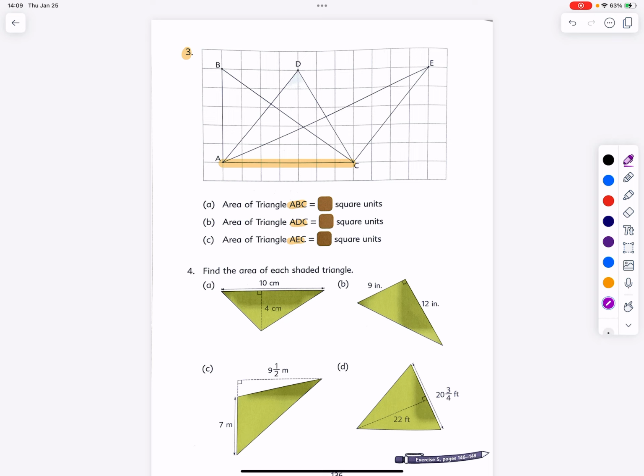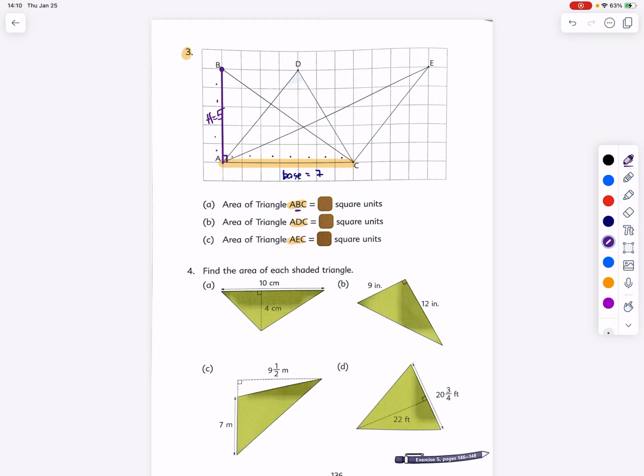The length is 1, 2, 3, 4, 5, 6, 7. That's the base. Base equals 7 units. Now, let's take a look at the vertex. Let's find the vertex that is opposite of the base in triangle ABC, and that is vertex B. Now that we found the vertex, let's drop the height perpendicular to the base. And let's calculate 1, 2, 3, 4, 5, and the height equals 5 units.